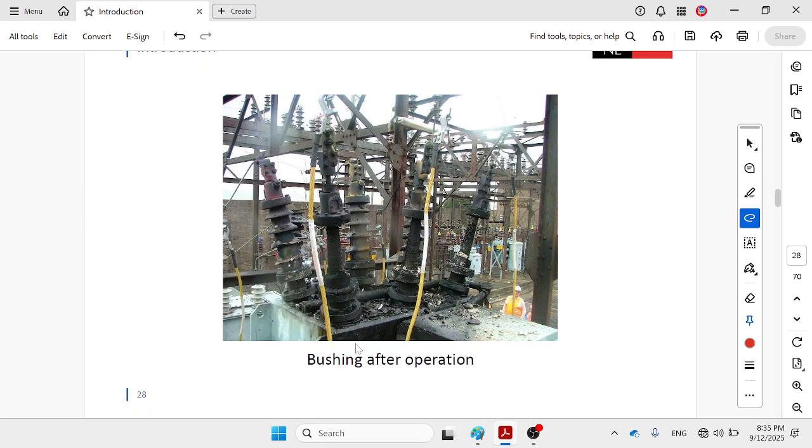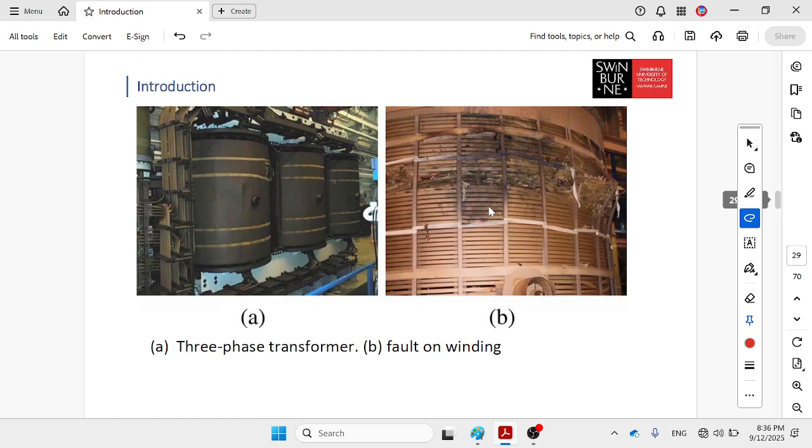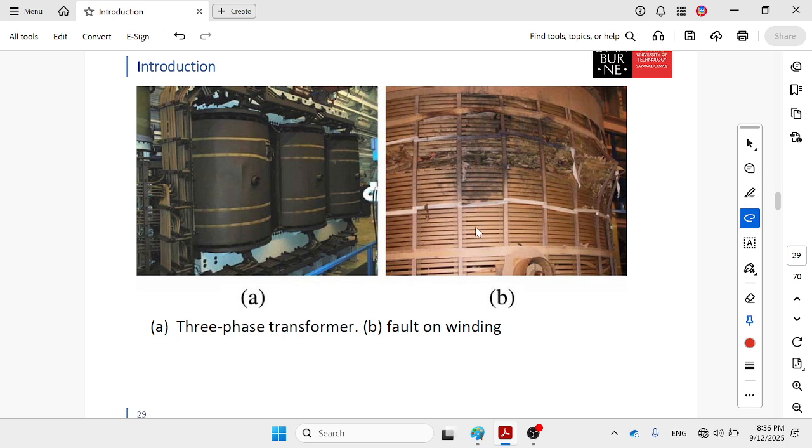This is another type, a bushing after operation, maybe a bushing of the transformer or a bushing of any protective device. You can see it is all burnt. This is another view of the three-phase transformer. You can see the holes and the problems. It means that the transformer failed.